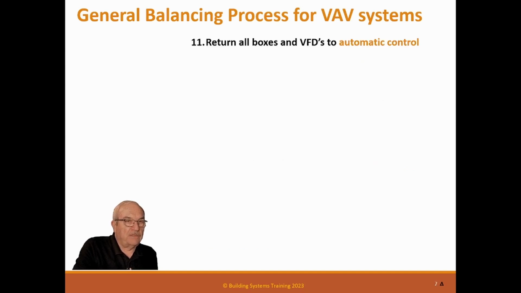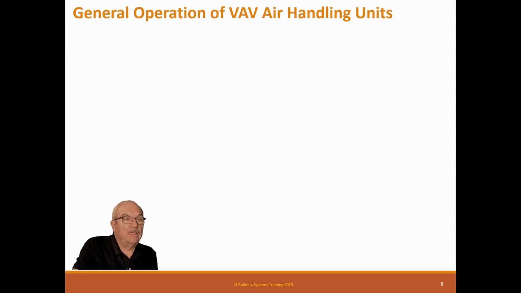Return all boxes and VFDs to automatic control. So you're going to take all those locks off and just turn it back to automatic. Verify the final supply air static pressure set point is in there and operating, and you're done. That's the way you actually do VAV balance.